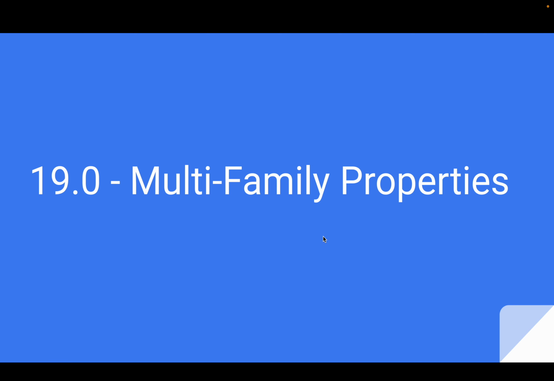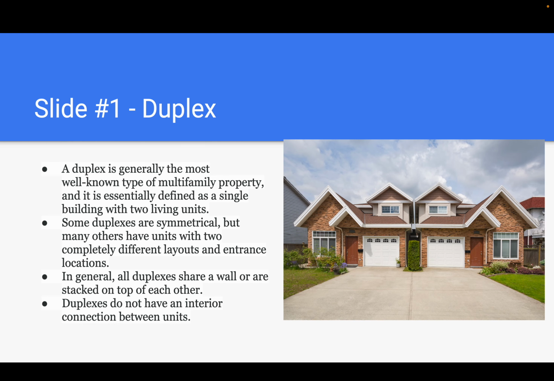All right, let's take a look now at multifamily properties. Slide number one. This is a duplex. A duplex is generally known as a multifamily. It's the most common multifamily property. It's like you have a unit on one side, a unit on another. It could have a unit above and below.